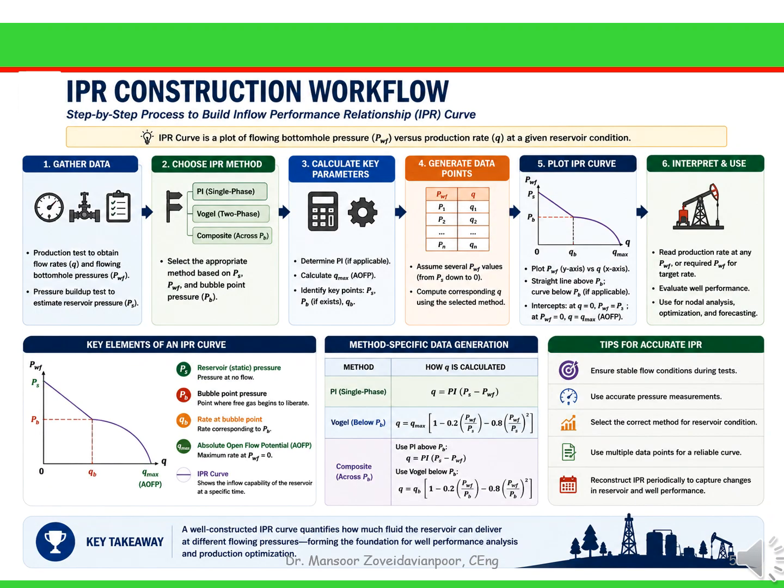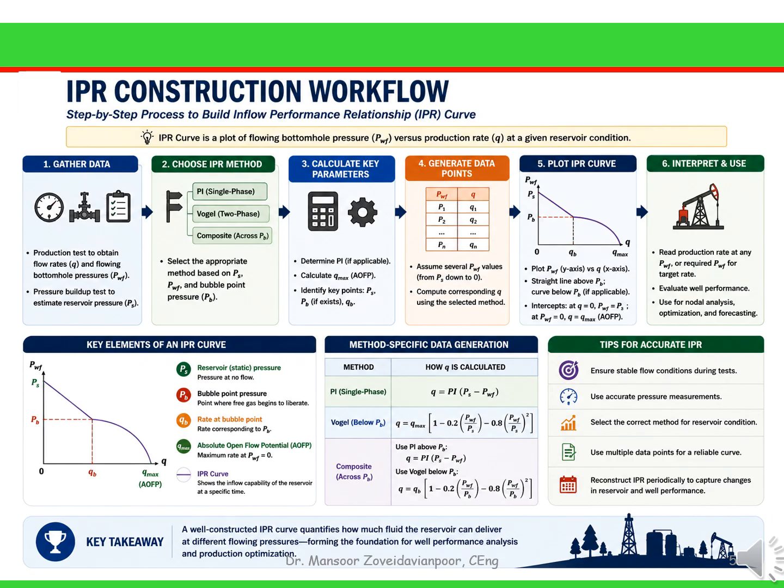Let's build an IPR curve together. Imagine you've just received data from a newly tested well. Where do you start? First, collect the 3 most important measurements: reservoir pressure, flowing bottomhole pressure, and production rate. Think of these as the vital signs of the well. Now ask yourself the first engineering question: is the reservoir pressure above or below the bubble point? Your answer determines which IPR model you should use.